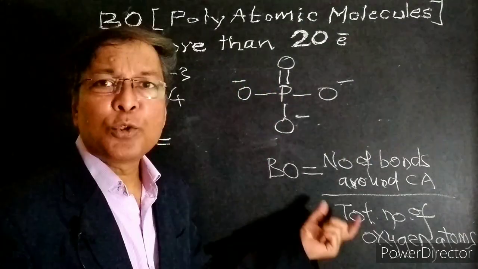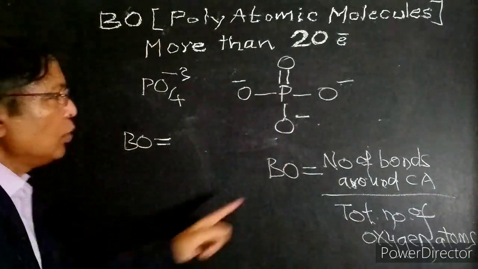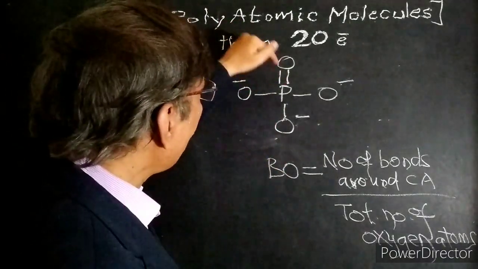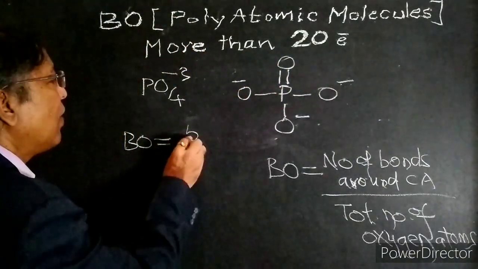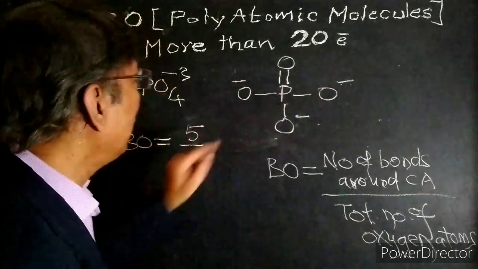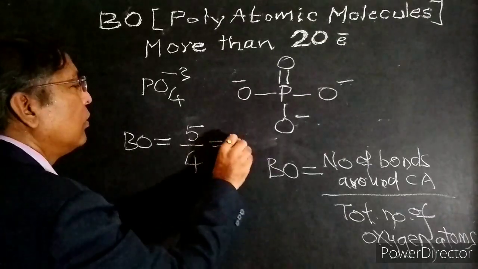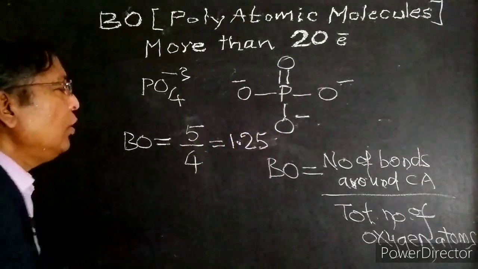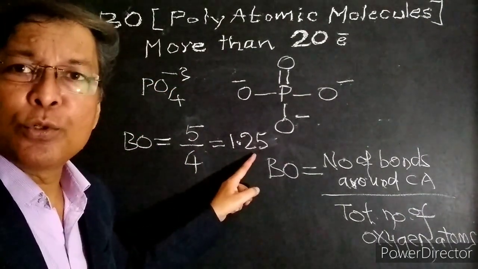Now, let us apply the super trick to find the bond order in case of PO4 minus 3. Bond order equal to number of bonds around the central atom. Let us count the number of bonds around the central atom phosphorus: 1, 2, 3, 4, 5. There are 5 bonds around the phosphorus divided by total number of oxygens: 1, 2, 3, 4. If you divide 5 by 4, you will get the bond order of PO4 minus 3 is 1.25.